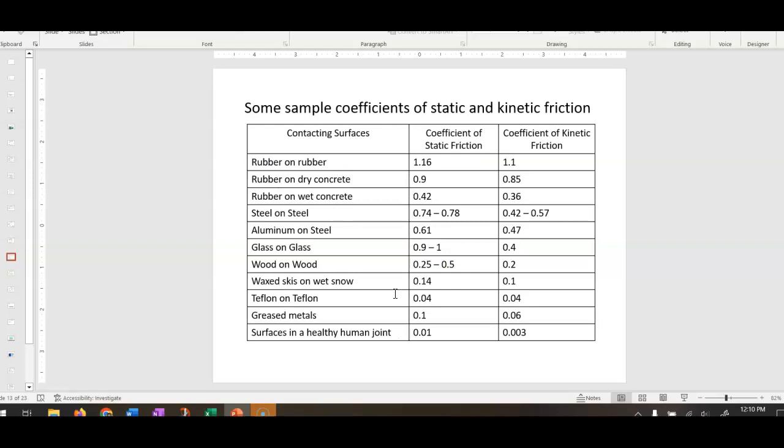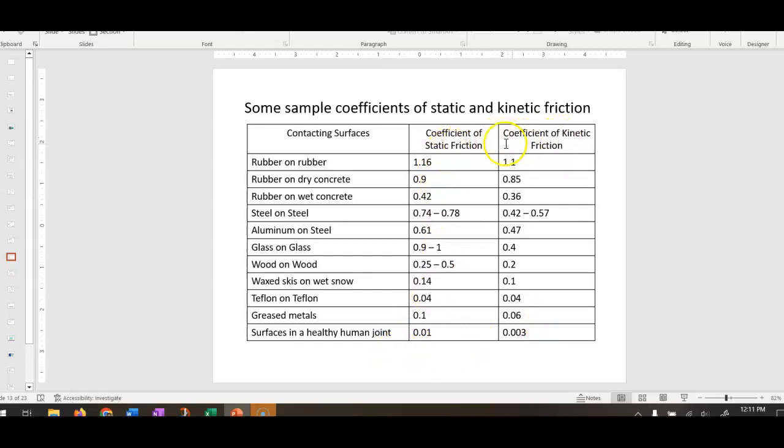This table provides examples of some coefficients of friction, both static and kinetic, for different types of contacting surfaces. And these coefficients, they have to be measured experimentally, or you have to look them up. So these are not something that you would be able to derive. You're not going to need to memorize them. These are just some examples. But take a look at this table.